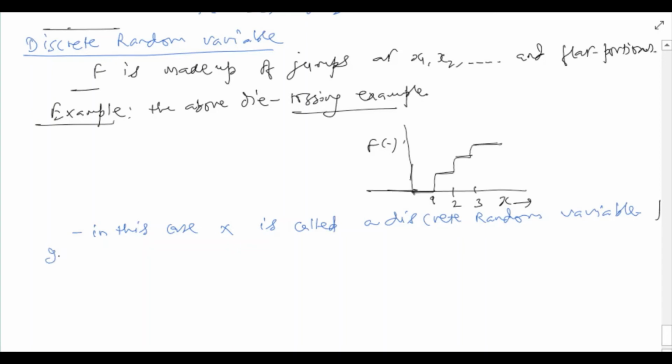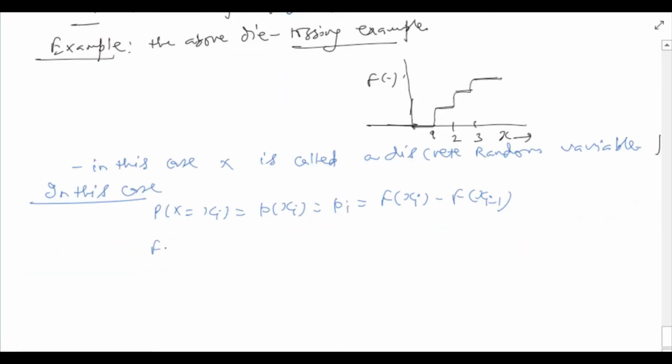In this case, probability of x equal to small xi, or p(xi), or in short just pi, turns out to be F(xi) minus F(xi minus 1), and F(x) can be expressed in terms of these probabilities as follows. F(x) is summation over i such that xi less than or equal to x of pi, for all x in R.